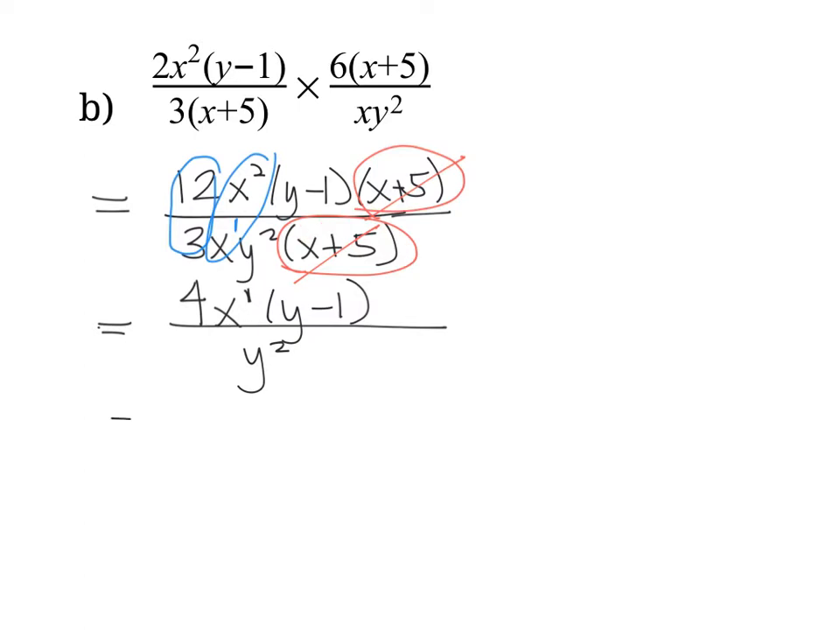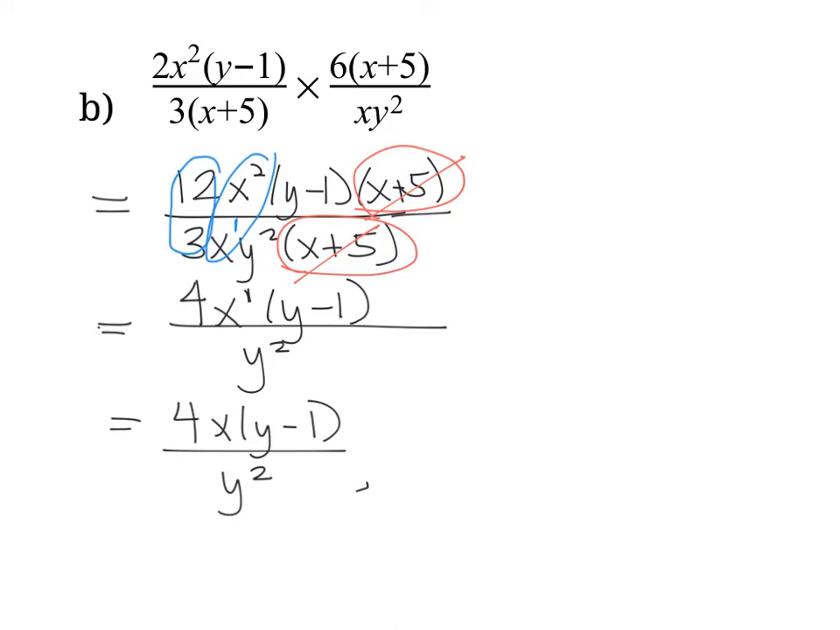Our final answer is going to be 4x times y minus 1, all over y squared. There's no more common factors. We know that because we fully factored the numerator, fully factored the denominator, and there's nothing else that they have in common. So all we're left with is finding the restrictions. These two expressions are equivalent as long as we include the restrictions.